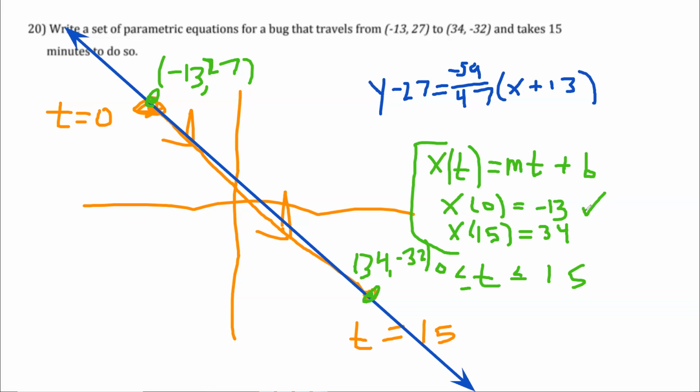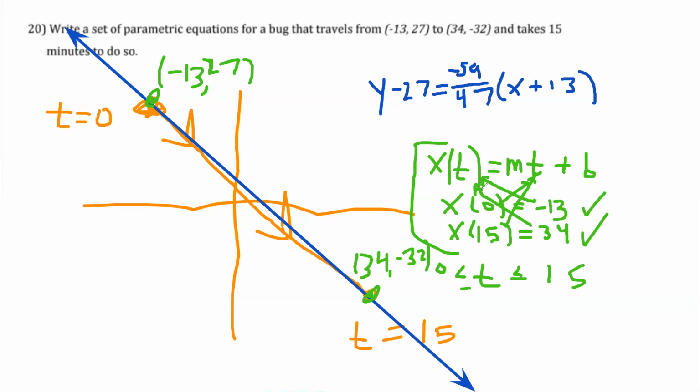Sorry, when t equals 0, we're at negative 13 on the x-axis, and when t equals 15, we're at 34 on the x-axis, and then it'll take 15 minutes to go from that point to the other. So we're going to set up a system by plugging in 0 for t and negative 13 for x of t to get one equation, and then do the same thing, 15 for t and 34 for x of t. So I'm going to do that with the calculator.